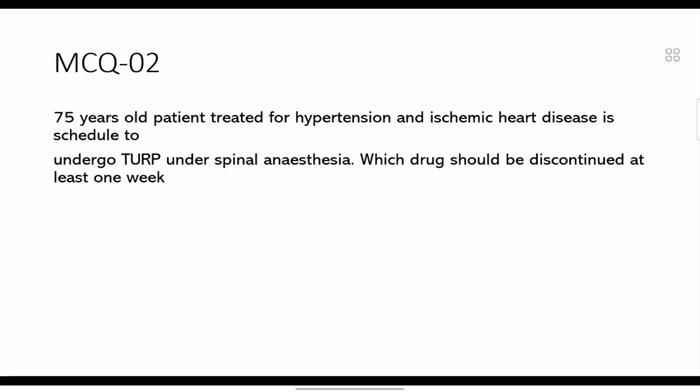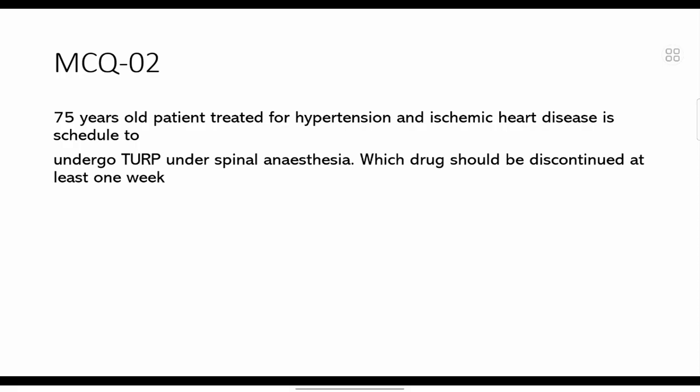Warfarin should be stopped 5 days before the surgery. After stopping the warfarin, we have to convert it to low molecular weight heparin. We are stopping warfarin 5 days prior to the surgery, converting to low molecular weight heparin, and continuing until the day of surgery.